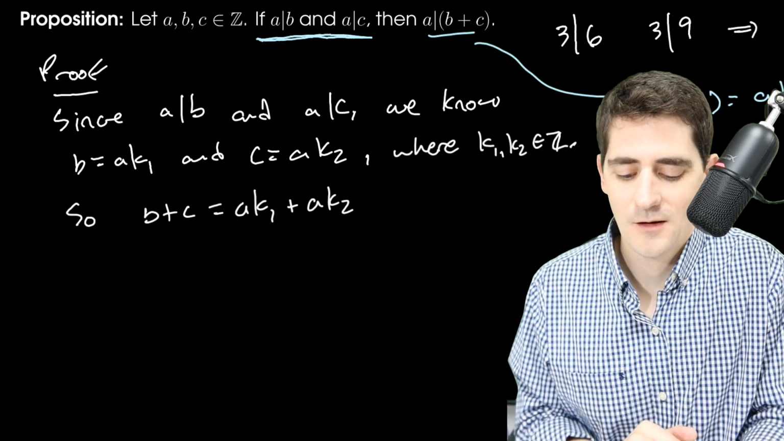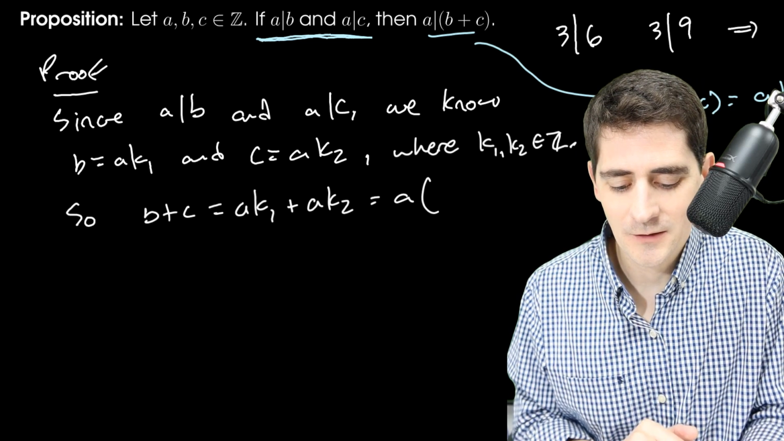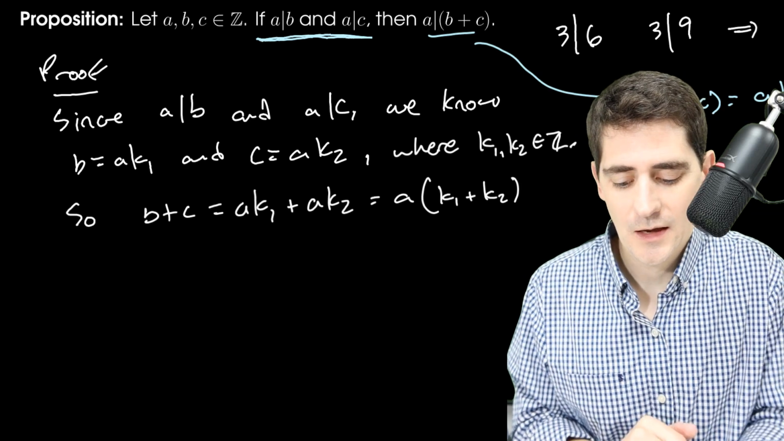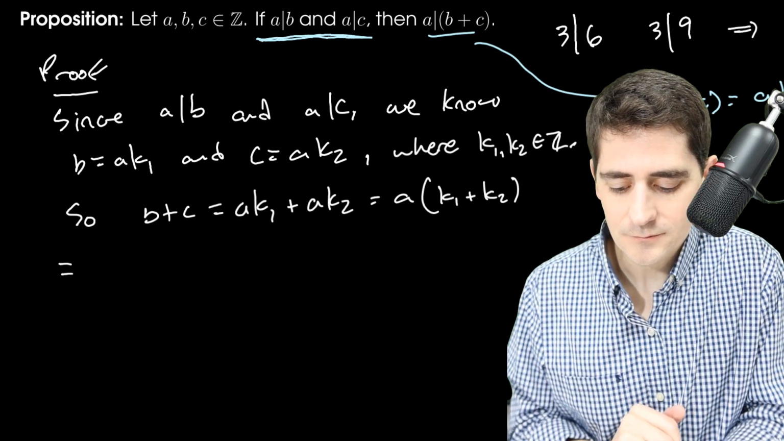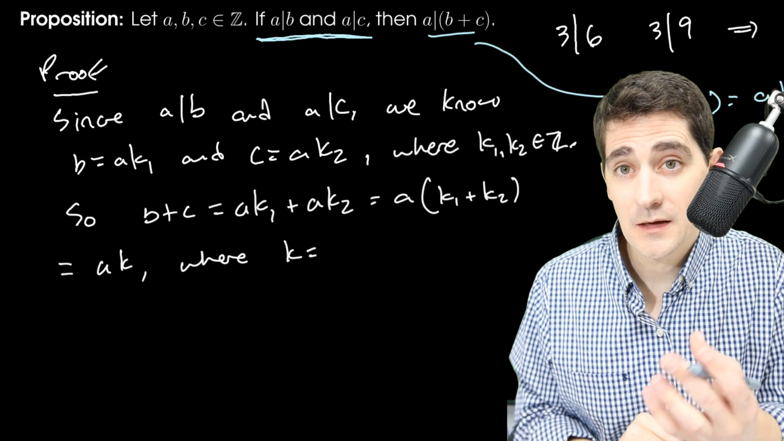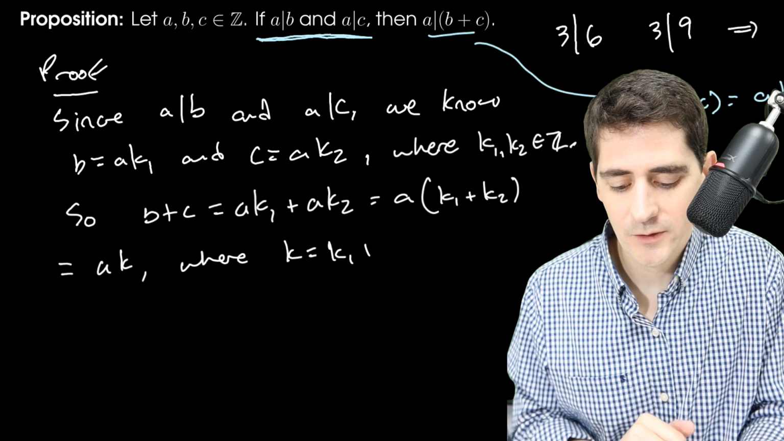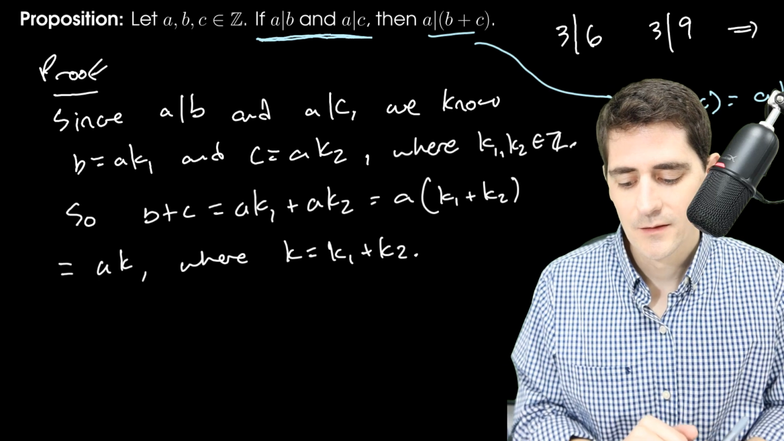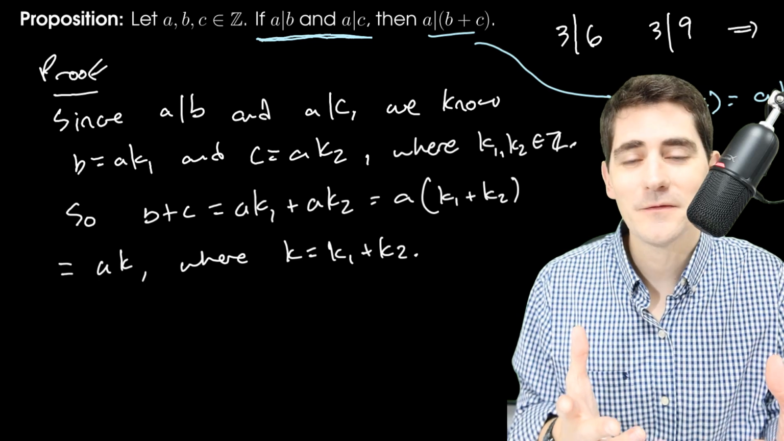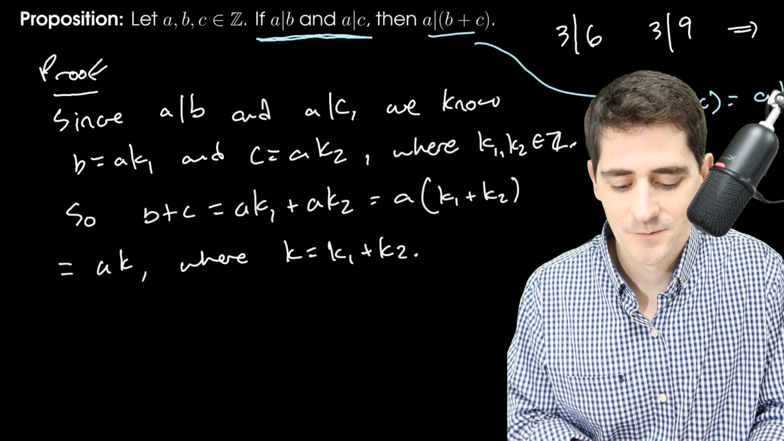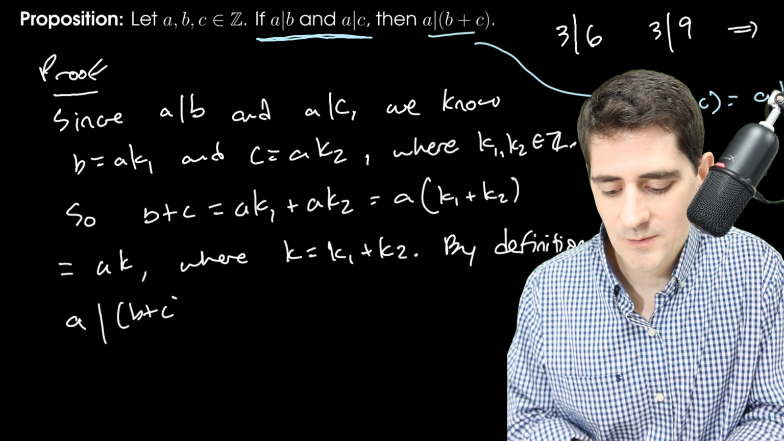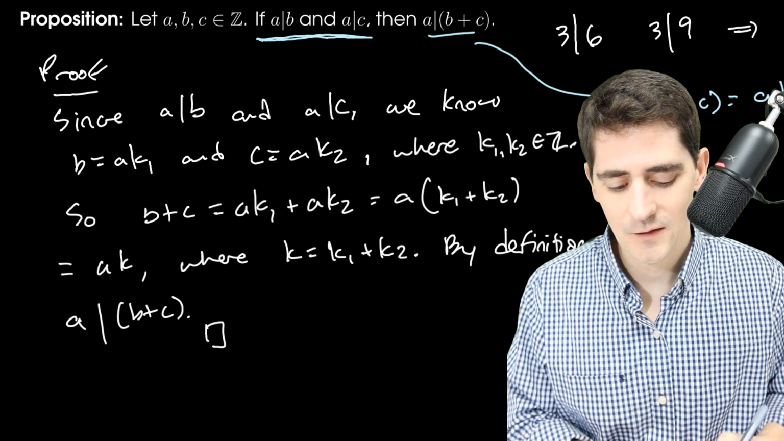And there it is. All I have to do now is factor out the A out of both terms. And I could actually write this as AK, where when I write K, what I mean is the sum of K1 plus K2. So that means that B plus C can be written as A times K. Just use the definition again. That's divides. So by definition, A divides B plus C. And that's it. End of proof.